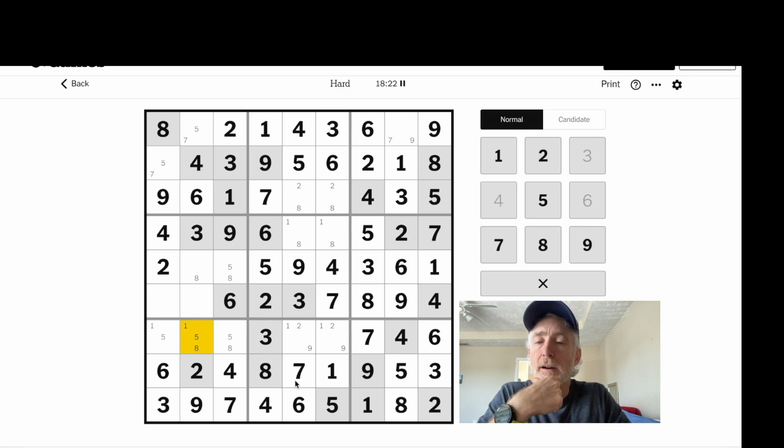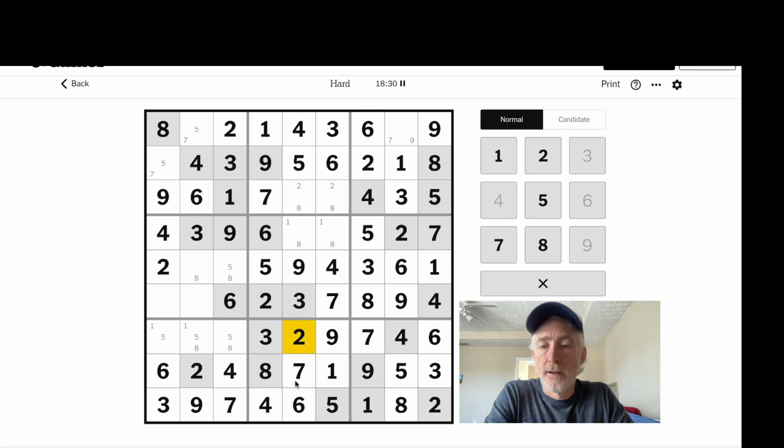So this is a 1, 5, 8 triple. So this can't be 1. This is a 2, 9. We have a 9 looking down here. All right, this is a 2 and an 8. 8 and 1.